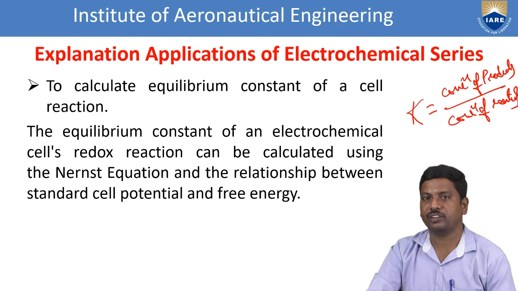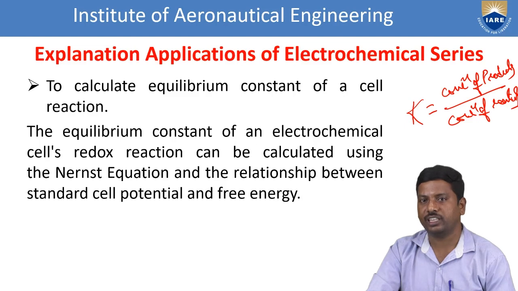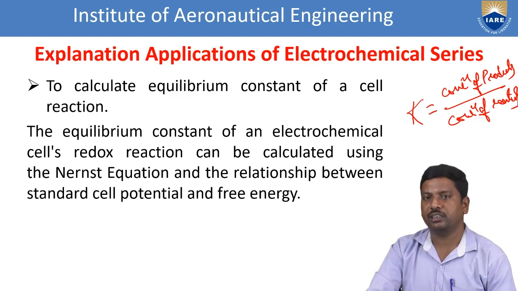The equilibrium constant of an electrochemical cell redox reaction can be calculated using the Nernst equation and the relationship between the standard cell potential and the free energy. That means whenever the reaction takes place, there must be a change in the free energy. So whenever the free energy changes, the equilibrium constant also changes. The equilibrium constant is directly proportional to the concentration of products and inversely proportional to the concentration of the reactants.